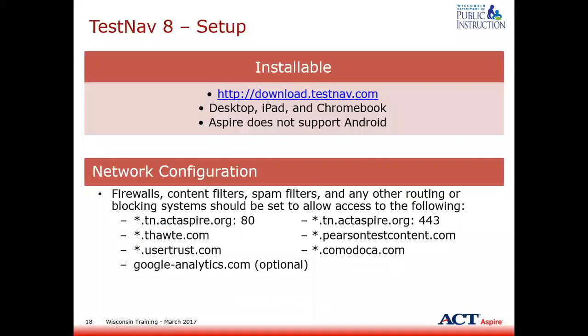So now we're going to talk some about the TestNav 8 setup. Remember, of course, like we said, the installable TestNav app is what we recommend. It's not updated by any browser updates or changes and does not require Java to secure the testing. As we talked about, it's available for desktop, iPad, and Chromebook. And those install links on the landing page, if you want to bookmark, it takes you directly to download.testnav.com. That's the direct URL, but again, you can always get there from the landing page. I want to just remind you again, ACT Aspire does not support Android devices at this time, so you should only stick with the desktop, iPad, and Chromebook information.